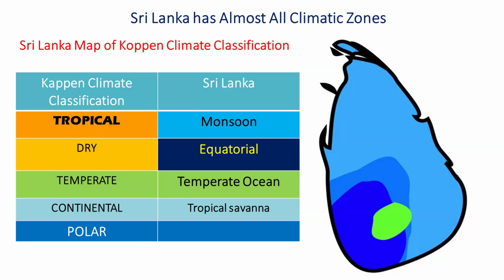Tropical means monsoon. Dry equatorial, temperate ocean. Tropical savanna is continental. Now their classification, this is our classification. We classify as monsoon climate zone, then dry and intermediate zone.